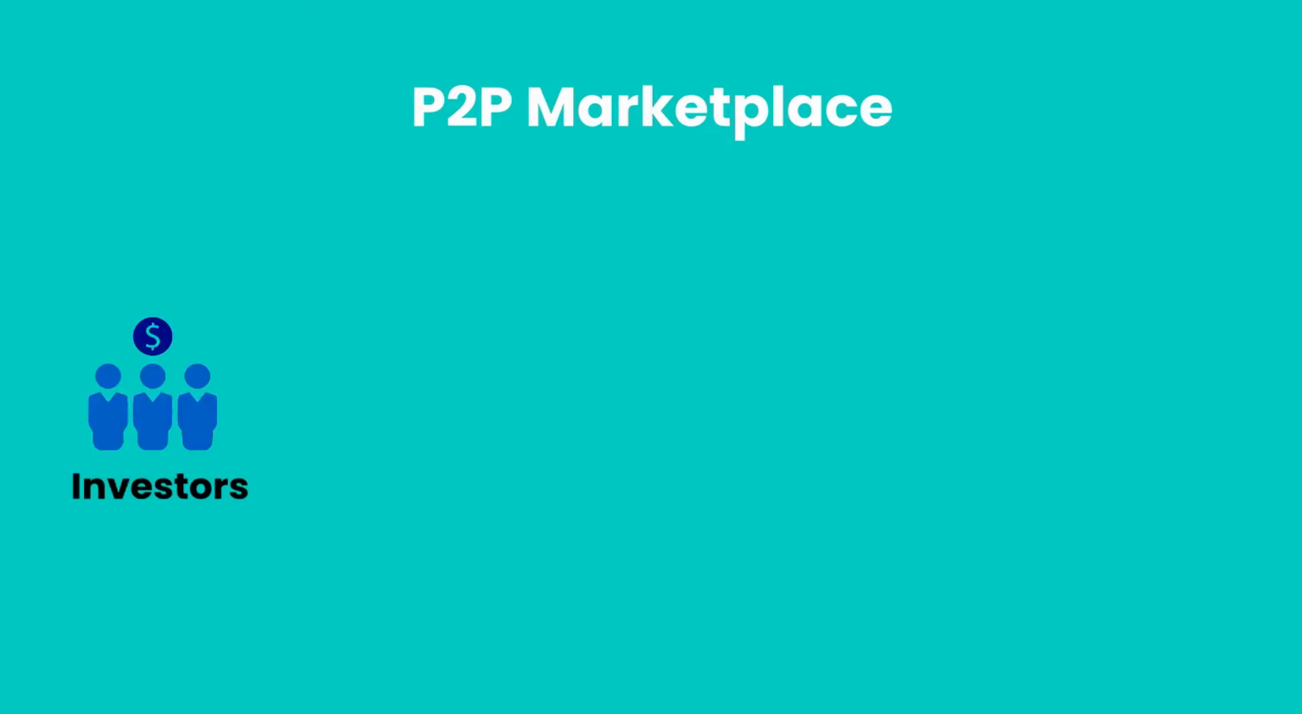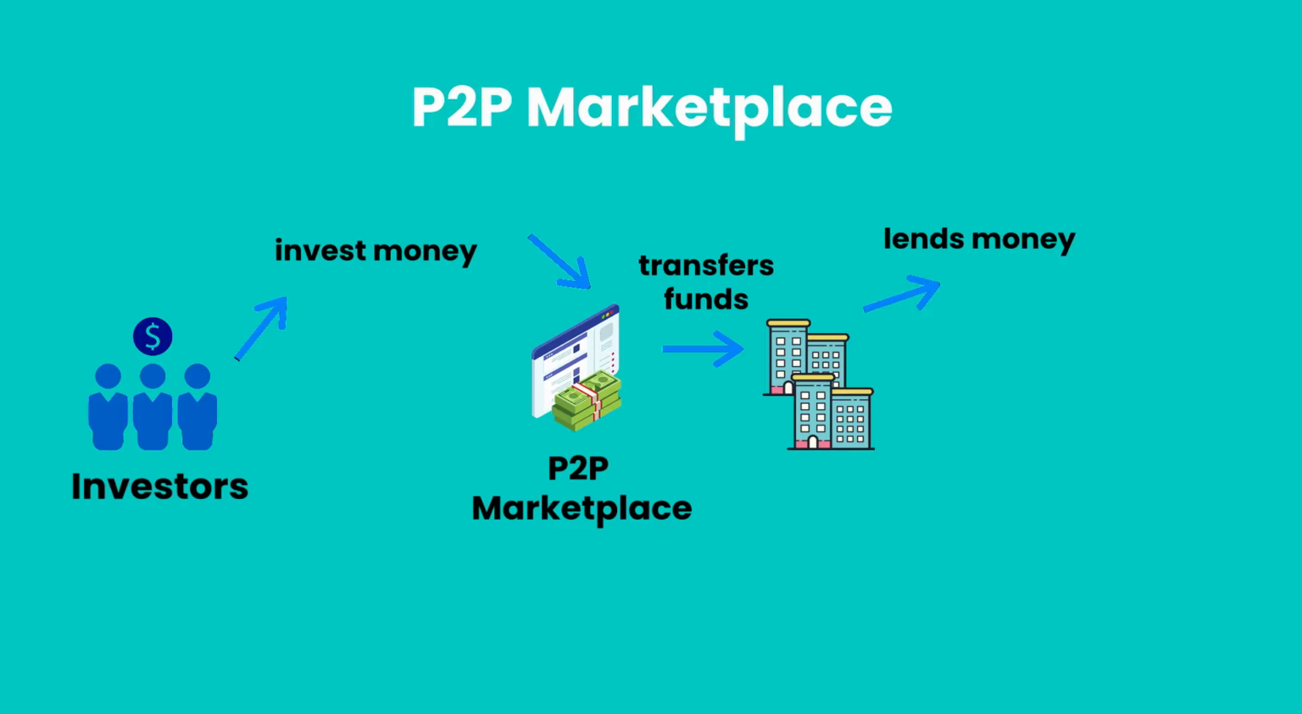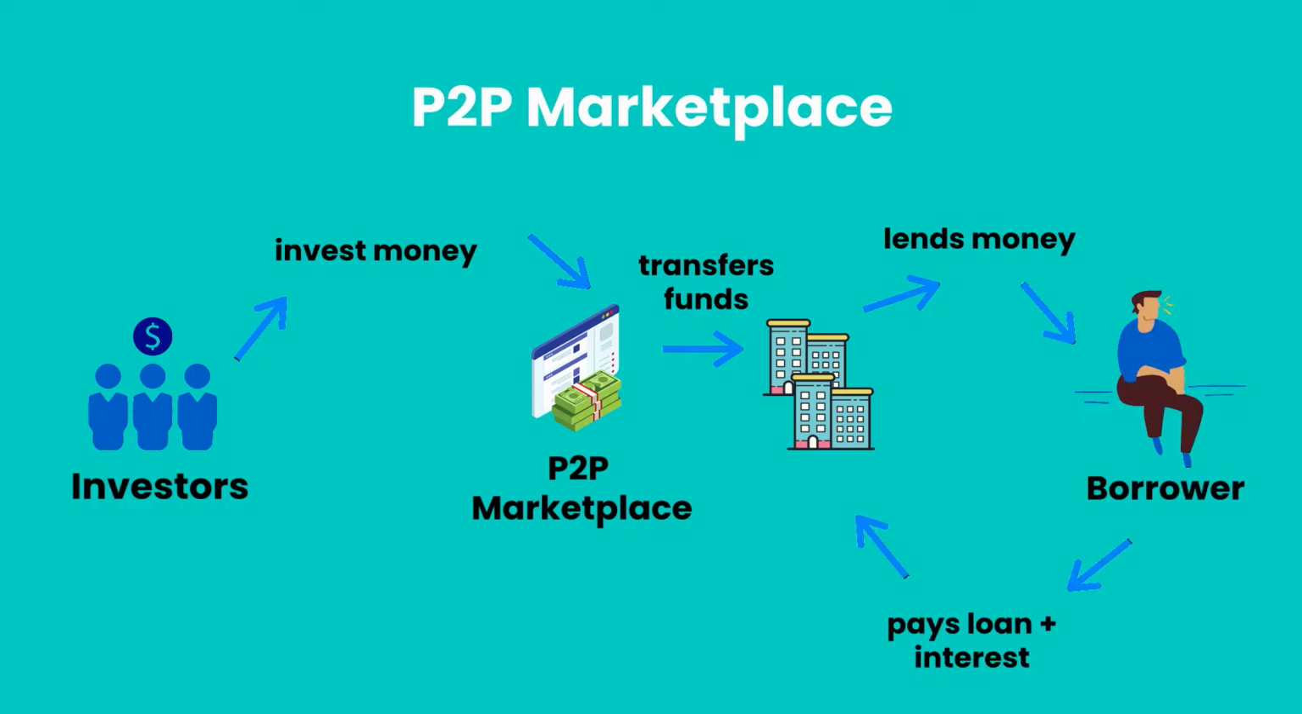So first, you invest your money on a P2P marketplace. The P2P marketplace sends the money to the loan originator, and the loan originator lends the money to the borrower. The borrower returns the money with additional interest to the loan originator, which transfers the funds back to the P2P marketplace. The P2P marketplace then deducts a fee and returns the funds back to your investor account.